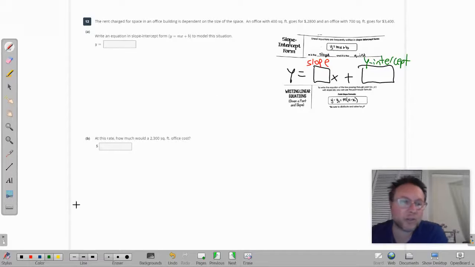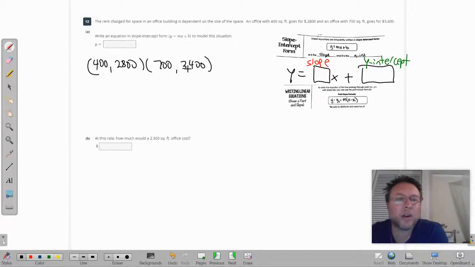However, if you look at this one, they tell us that 400 square feet goes for $2,800, and then 700 square feet goes for $3,400. So, the bigger the place, the bigger the rent, right? But what they're not telling us is how much they're charging per square foot. So we don't know what the slope is. So we have kind of two unknowns here.